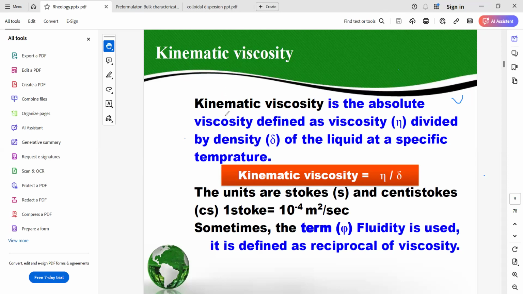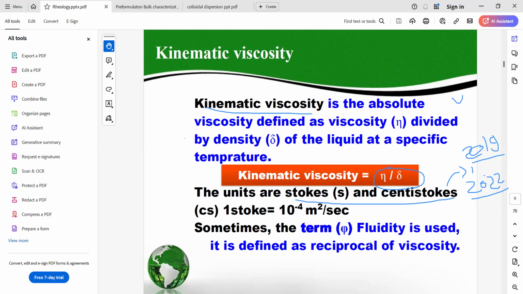Then one more important term is the kinematic viscosity, which is viscosity by density. The unit for that is stokes and centistokes, because this MCQ has been asked two times, in GPAT 2019 and also in GPAT 2022. Two times this term has been asked: what is the kinematic viscosity and what is its unit. So it is viscosity by density.